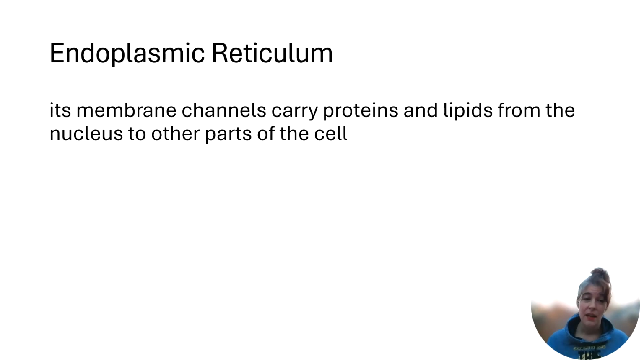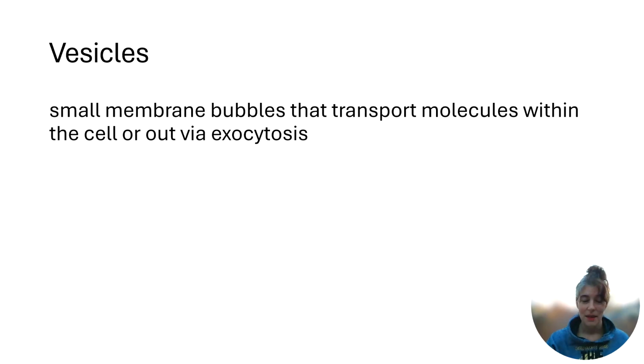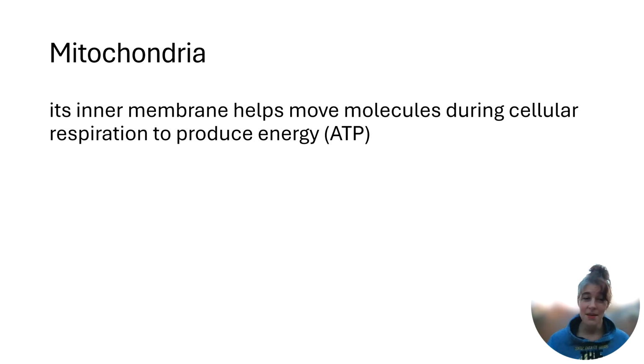Endoplasmic reticulum. Its membrane channels carry proteins and lipids from the nucleus to other parts of the cell. The Golgi apparatus. Its stacked membranes package and ship molecules in vesicles to their final destination. Vesicles, well, these are small membrane bubbles that transport molecules within the cell or out via exocytosis. Mitochondria. I love mitochondria. Its membranes are inside, so its inner membrane helps move molecules during cellular respiration to produce energy, or ATP.